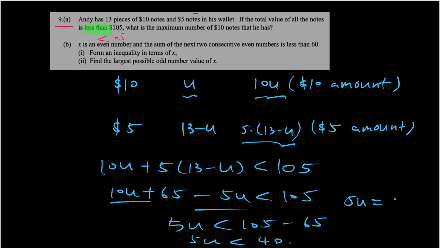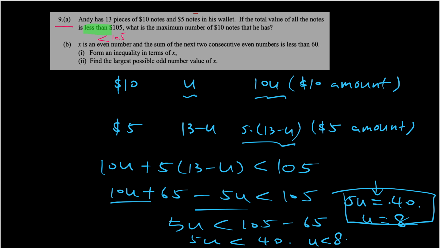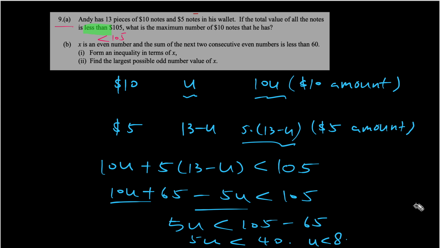So let's say this is an equal sign, then this will be u equals 8. For this one, it will be u smaller than 8. So it seems like there's no difference, it's just the sign. But remember, for an equation, you never change the equal sign at all. For an inequality, you must change the sign when you divide or times by a negative number, on both sides.